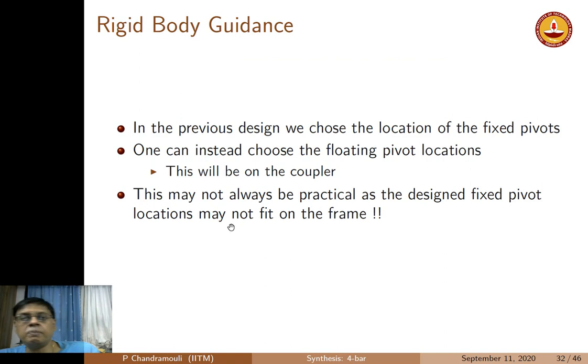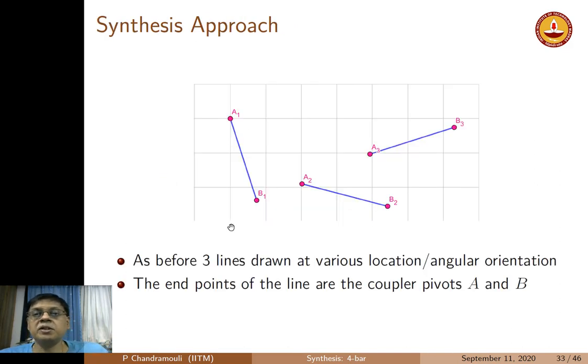This will be on the coupler. As I said, this will not always be practical, as the designed fixed pivot locations may not fit on the frame. But anyway, we will do this design also. So now let's say I have these three positions. This is not a car body, but simply three different positions: A1, B1, A2, B2, and A3, B3 of a line on the coupler.